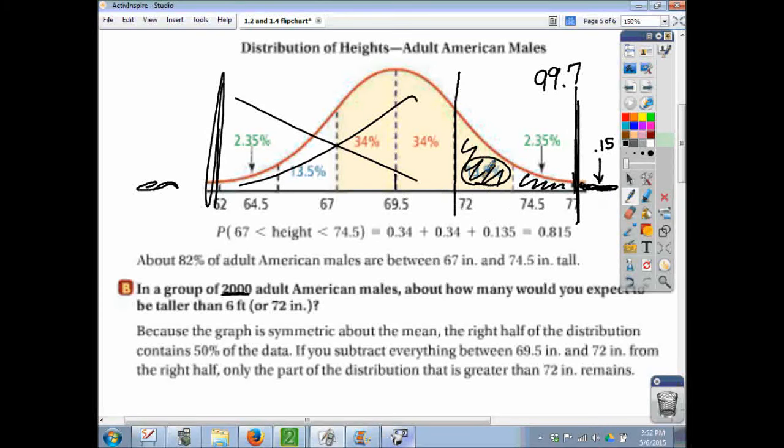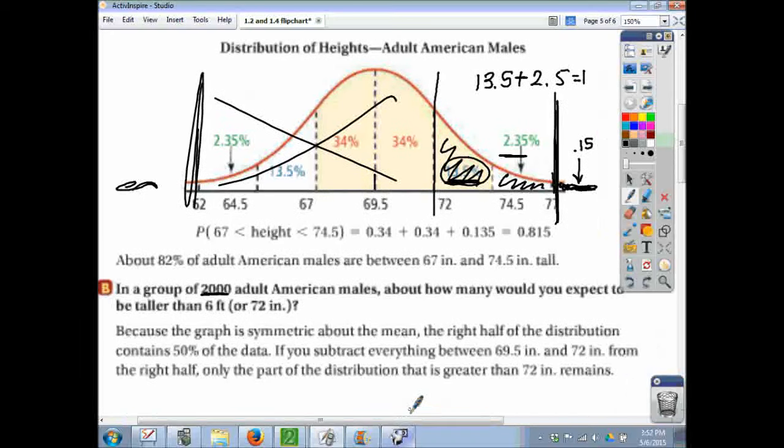So if we take the 13.5%, the 2.35%, and the 0.15%, and add that up, well, 2.35 plus 0.15, that's 2.5, and we have 13.5. So if we take the 13.5 and add the 2.5, it's going to be 16. So 16% of the American adult males are taller than 72 inches.